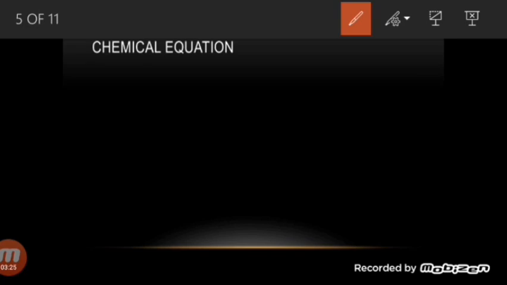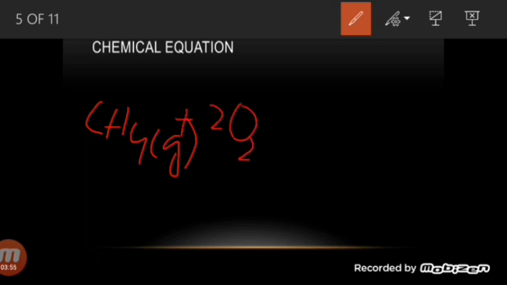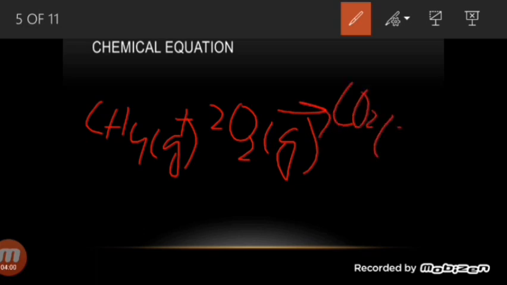A chemical equation shows what happens in a chemical reaction. It tells us which reactants and which products are involved in the reaction. The relative amounts of reactants and products are also mentioned in the chemical equation. The physical states of the reactants and the products are also mentioned. Again, let's take the example of methane. Here you can see we are oxidizing it and we are getting carbon dioxide plus water molecule.